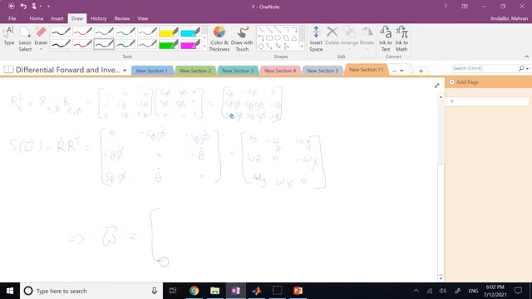which is what? If you compare side by side, what is your omega x? Theta dot. What is your omega y? Negative sine theta phi dot. And what is the last one? Omega z. That is cosine theta phi dot. Done.